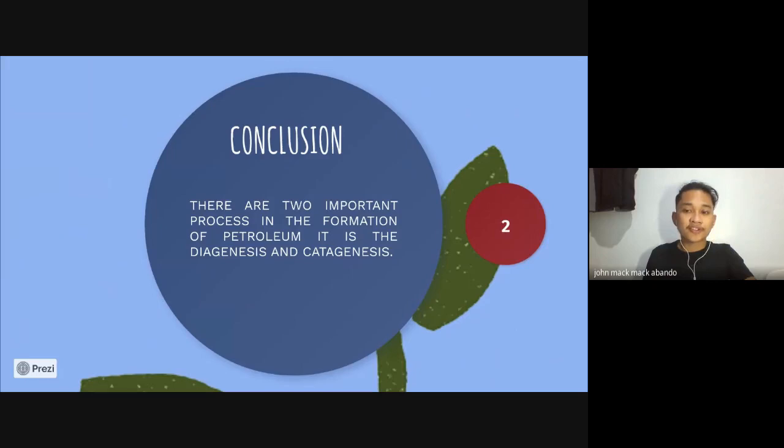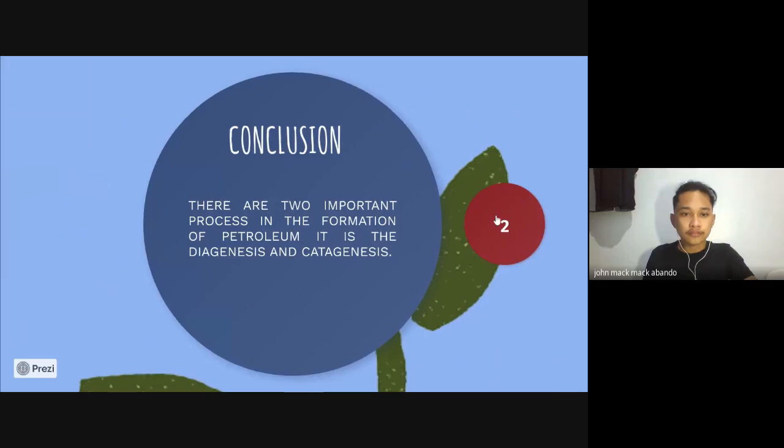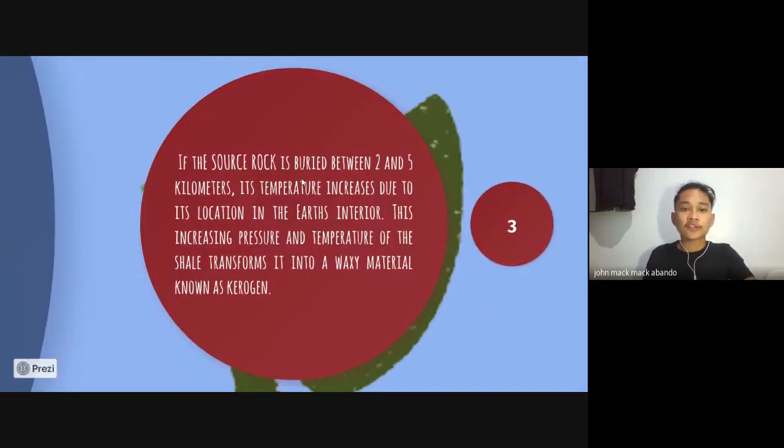Petroleum formation requires a specific window of conditions: too hot, and the product will favor natural gas or small hydrocarbons, but too cold, and the plankton will remain trapped as kerogen. If the source rock is buried between 2 and 5 kilometers, its temperature increases due to its location in the Earth's interior. This increasing pressure and temperature transforms the shale into a waxy material known as kerogen.